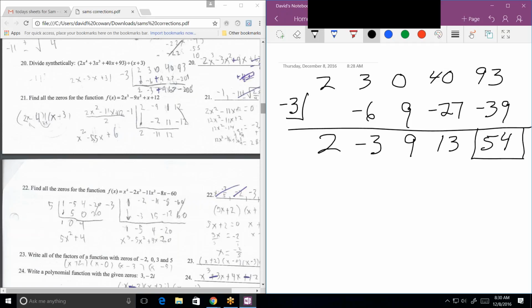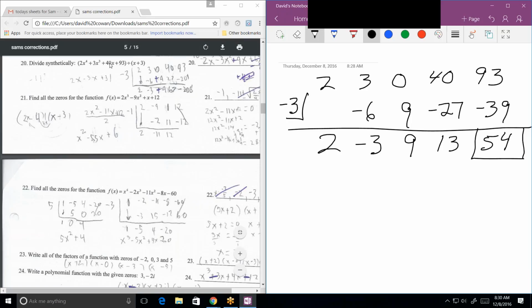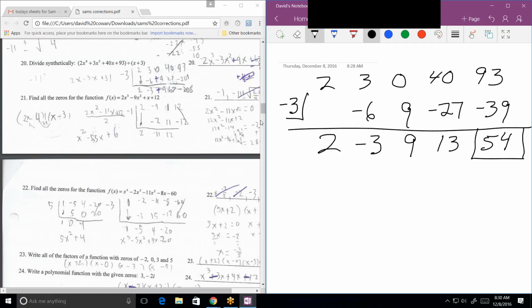Okay? That also means that that's not a factor of that. If that was a factor of that, we would have gotten a 0 remainder. The fact that we got a number tells you that if you substitute -3 in for this polynomial, you would get 54. All right?